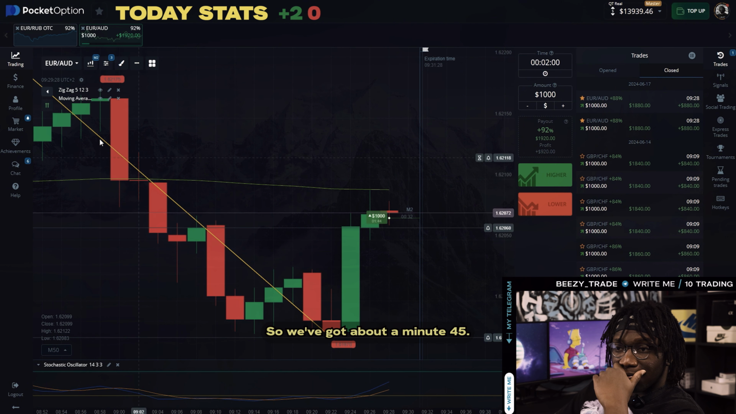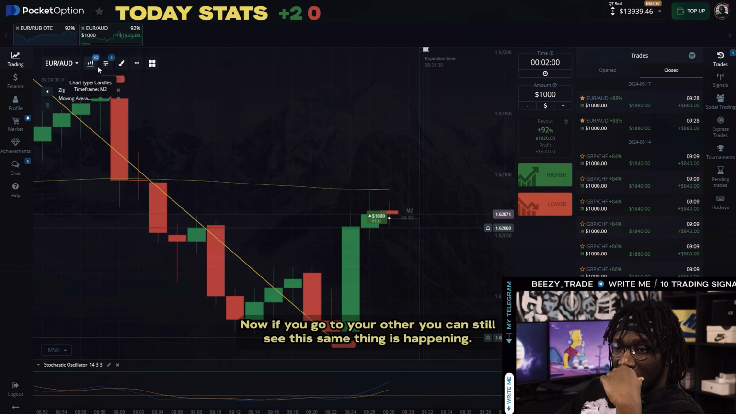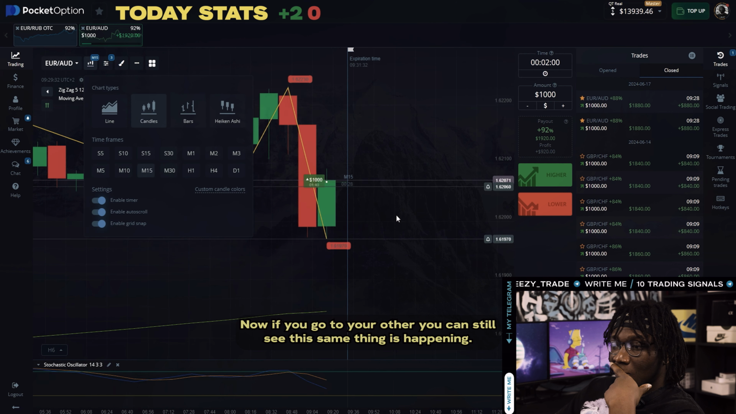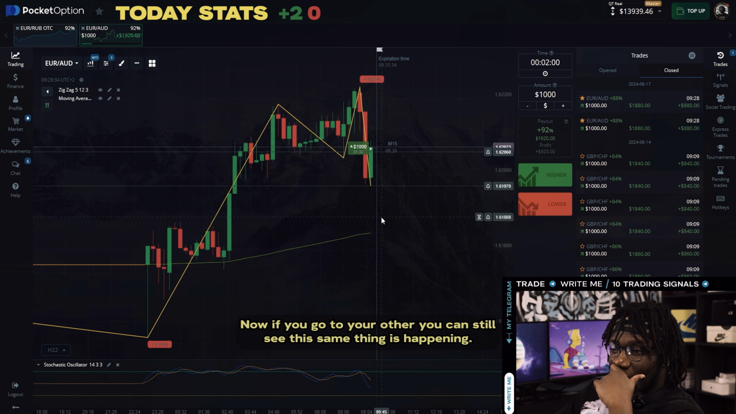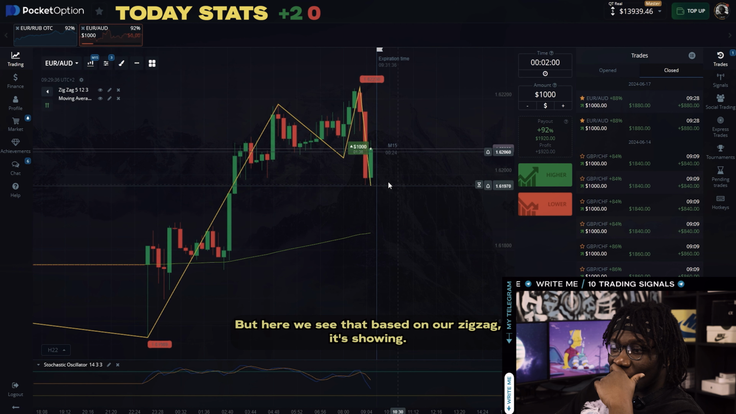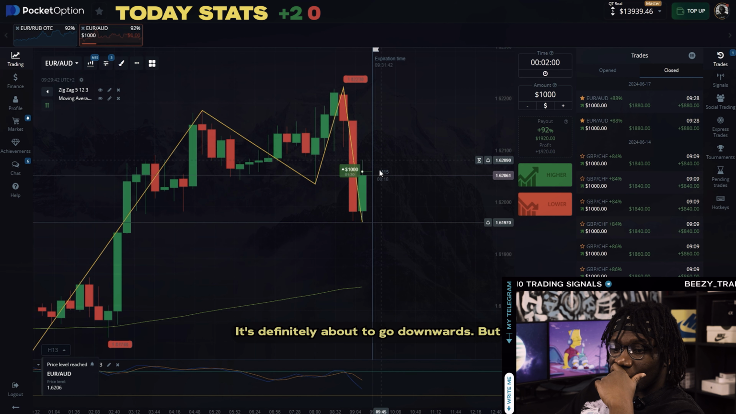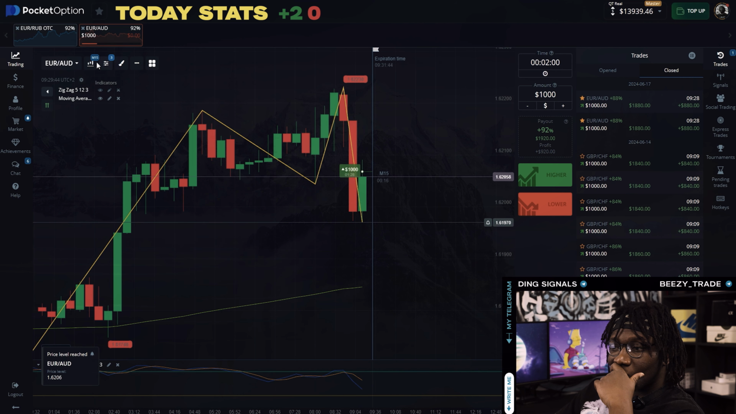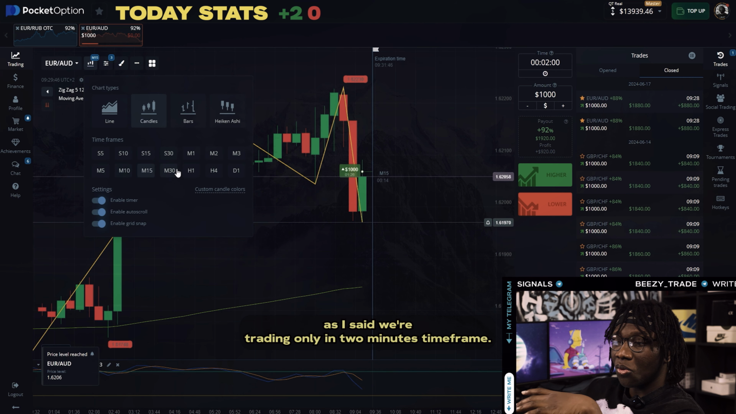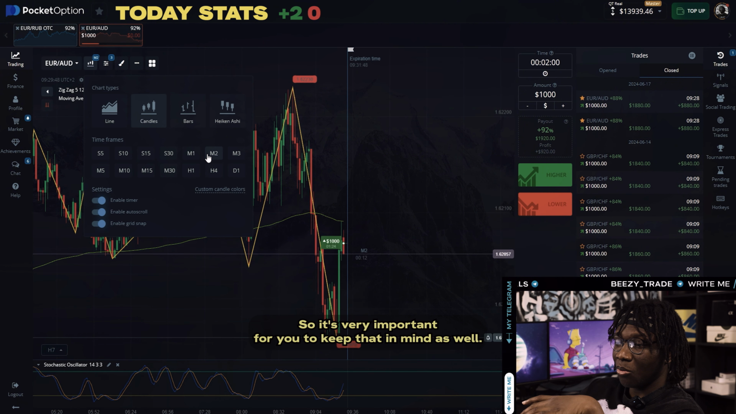So we've got about a minute 45. Now if you go to your order, you still see the same thing is happening. But here we can see that based on our zigzag, it's showing the market is definitely about to go downwards. But as I said, we're trading only in 2 minutes time frame, so it's very important for you to keep that in mind as well.